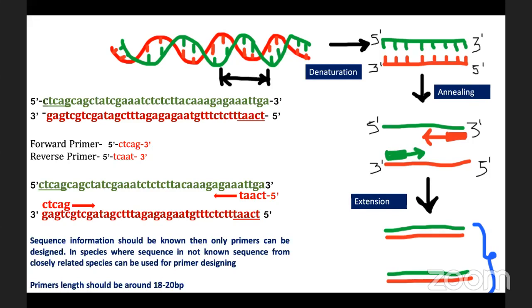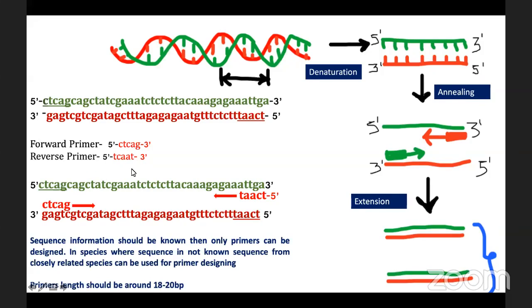For designing the primer, what we essentially do is take this region. In this case, we want to design a primer of 5 bases. So we can take exactly the forward sequence as such, the 5 prime C, T, C, A, G. And from the reverse end, we can take T, C, A, A, T.